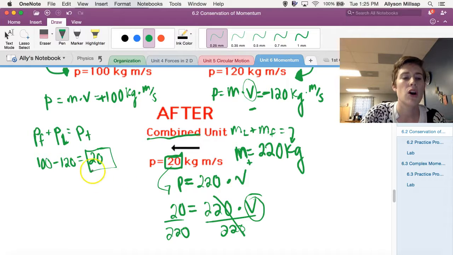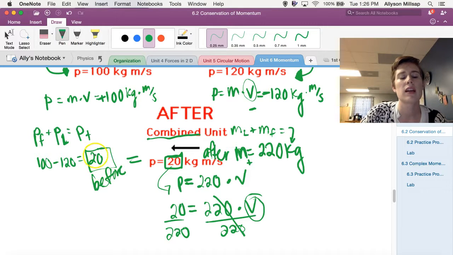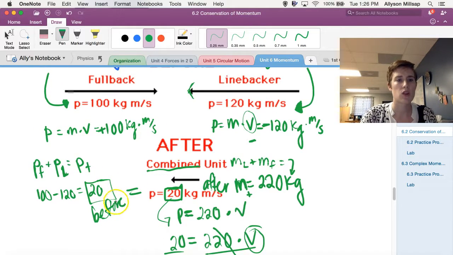Why? Well, you know that the momentum before should equal the momentum after. So technically, if they gave you 20 kilogram meters per second, then you know your momentum after should be the same exact amount.